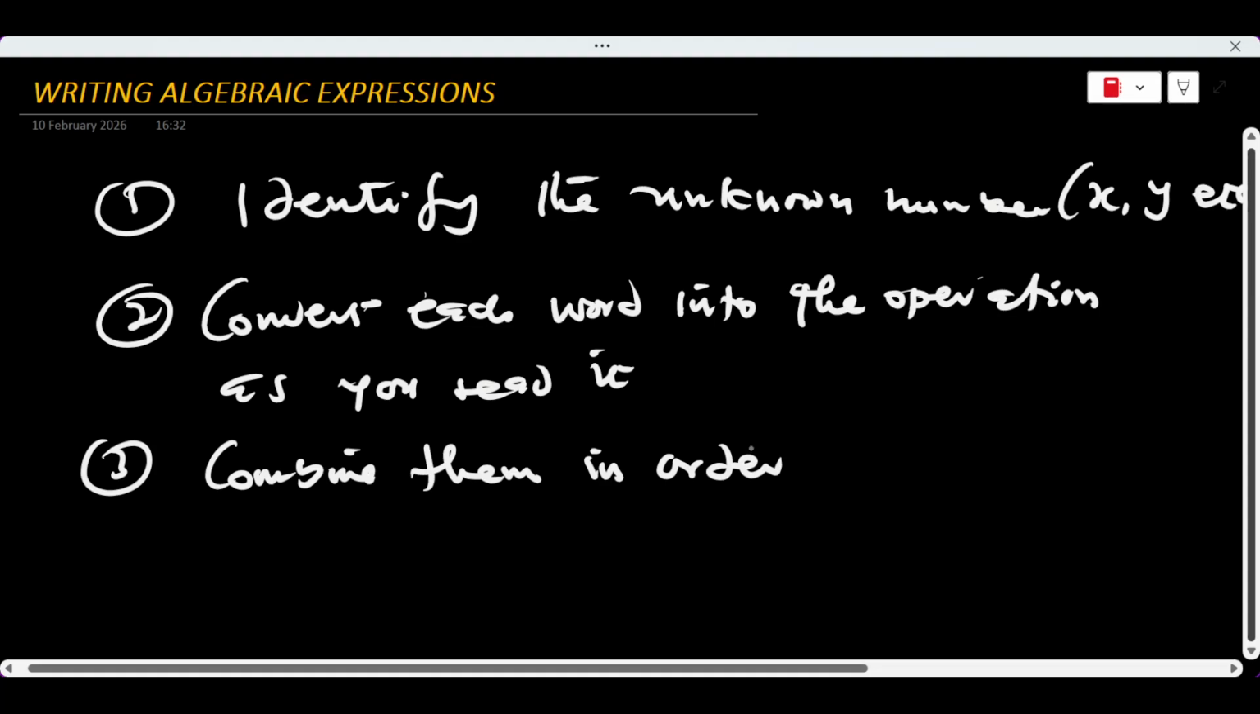All right, so I hope this helped. And that is it. Writing algebraic expressions is simple when you do it while solving at the same time.